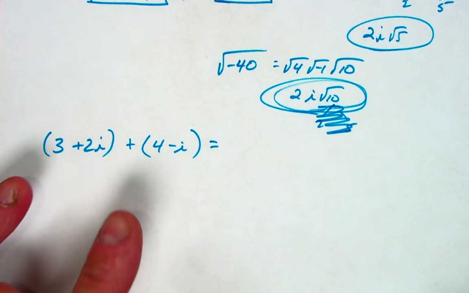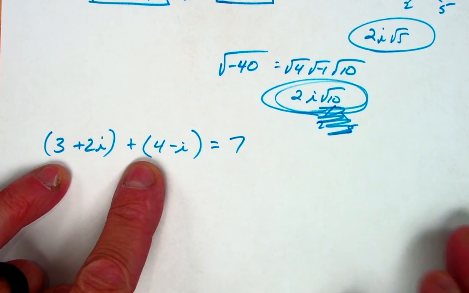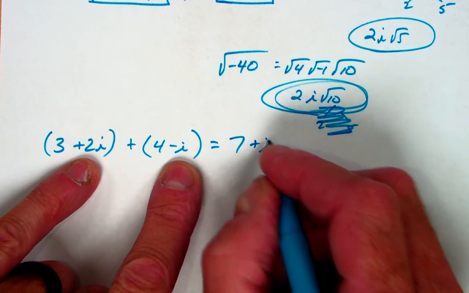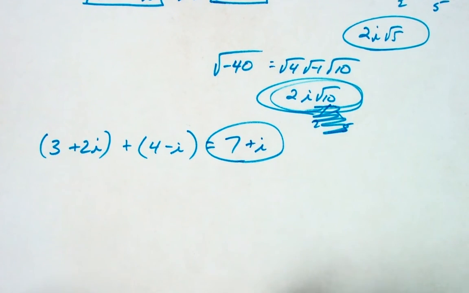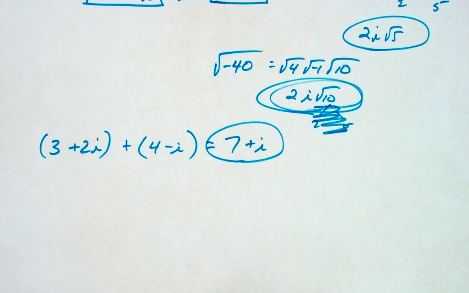So what's my real part? 7. 3 plus 4 gives me 7. What's my imaginary part? i. So plus i. Good. So I would like you to be able to add 2 complex numbers. What do you think might be coming next? How to... Not graph. Oh, we can graph them, which is really cool.